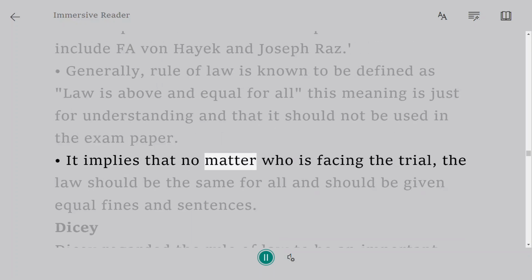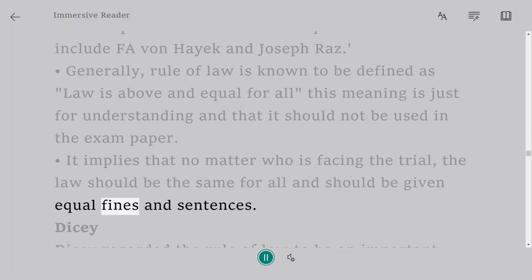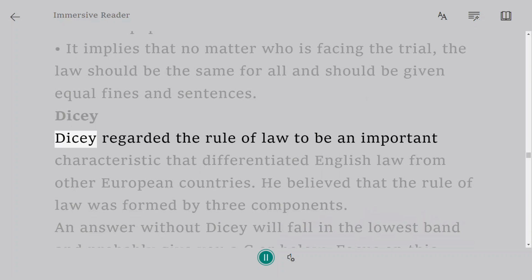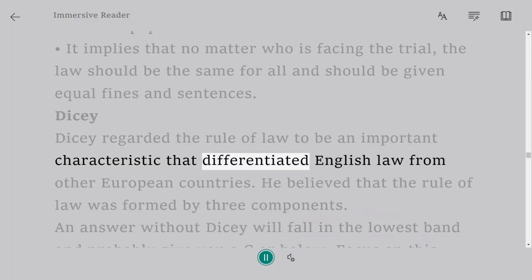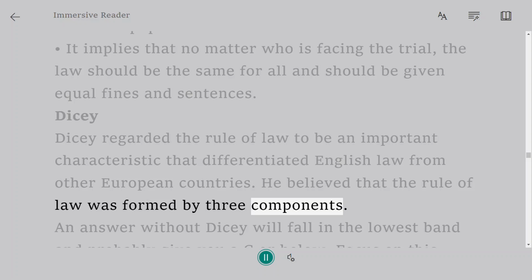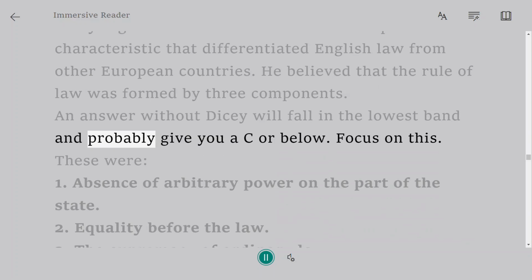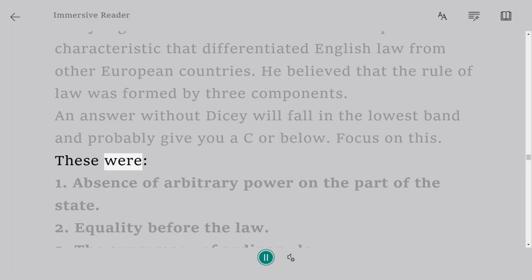It implies that no matter who is facing the trial, the law should be the same for all and should be given equal fines and sentences. Dicey regarded the rule of law to be an important characteristic that differentiated English law from other European countries. He believed that the rule of law was formed by three components. An answer without Dicey will fall in the lowest band and probably give you a C or below. Focus on this. These were: 1.